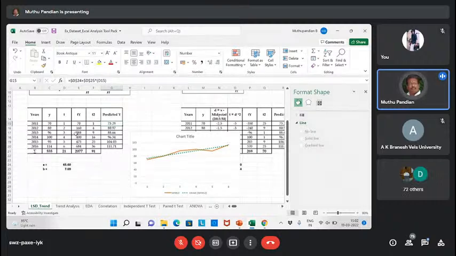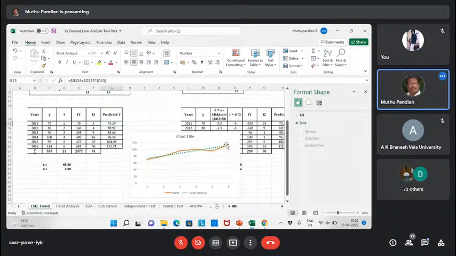So alpha plus beta x. Here I am using the alpha value located at D24 and the beta value located at D25, multiplied by D15. What is D15? D15 is nothing but my x value. That's why I'm using it like this. In this way, I predict the y value for each column. After predicting, based on these values, this trend line is drawn.